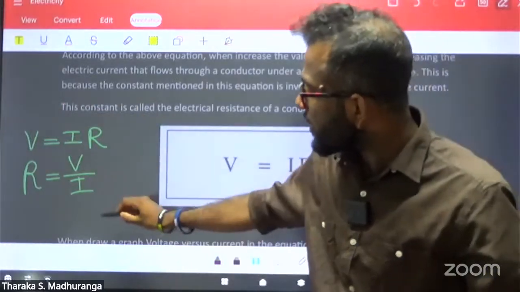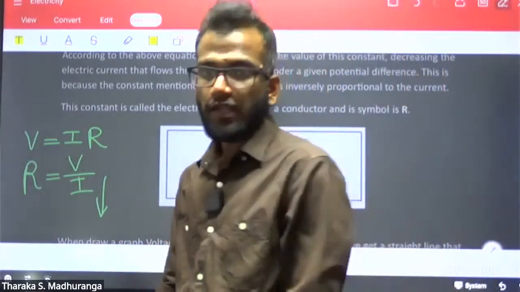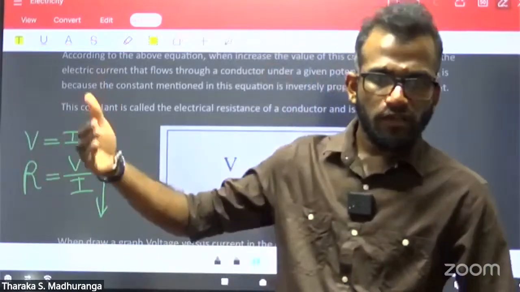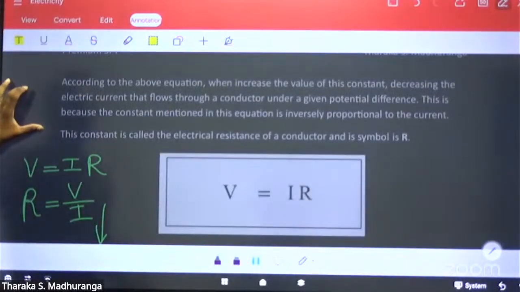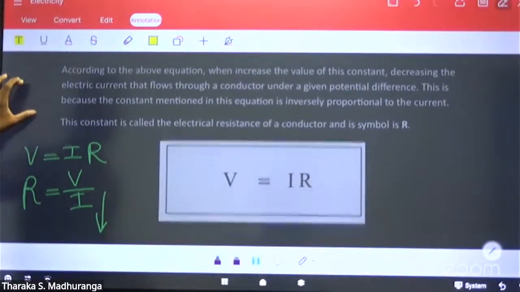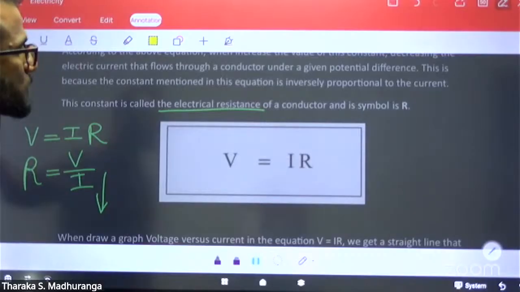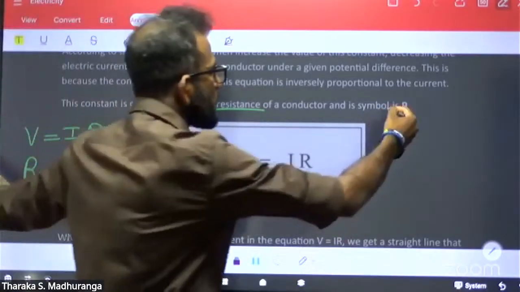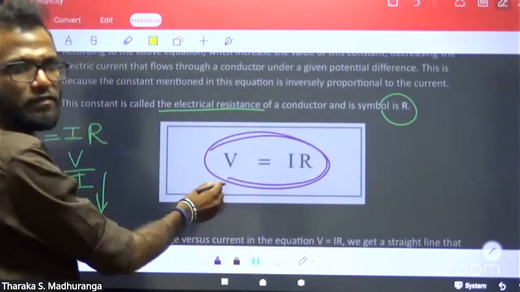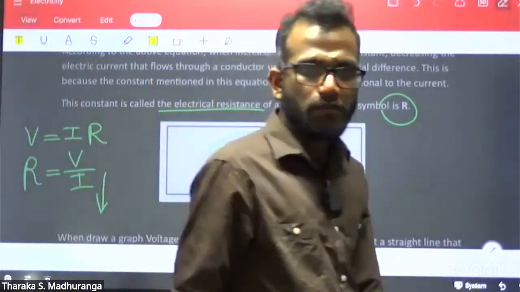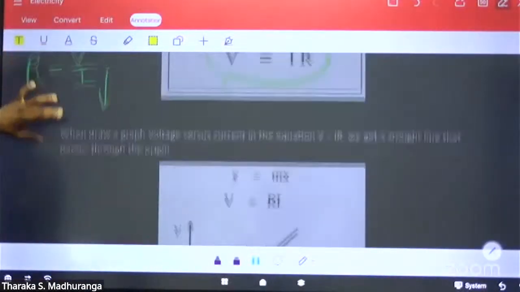This is the electric energy transmission ability. The electric transfer ability is decreasing. That you already know. This constant is called electric resistance, and the symbol is capital R. Then you already know this equation, V equals IR. The equation V equals IR comes with Ohm's law. Remember this relationship.